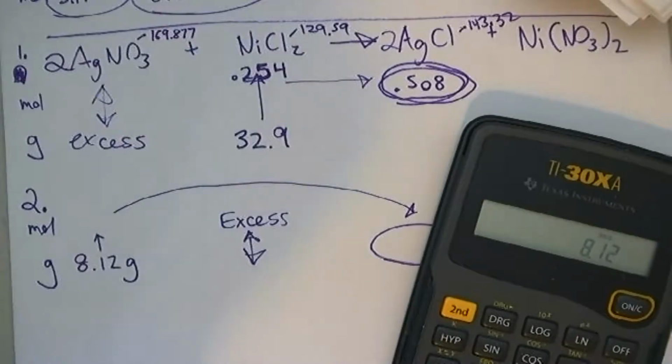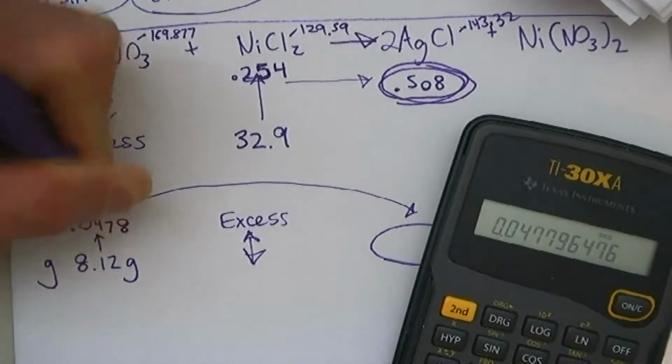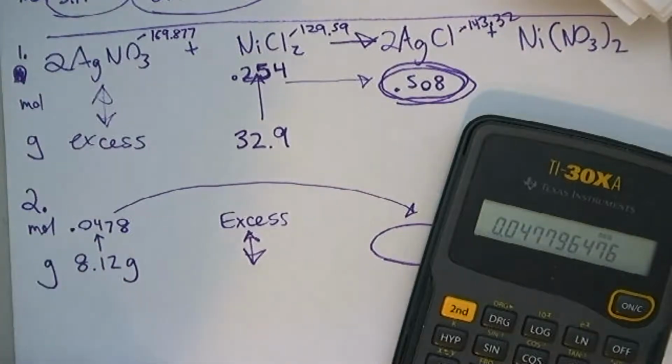8.12 divided by, and I enter the 169 number, 169.887. Okay, equals, and I have to enter every number along the way. I need 3 sig figs, so 0.0478 if I round to 3 sig figs. If you have extras, it doesn't hurt, but don't have less, please.